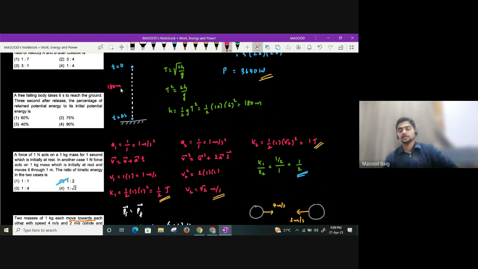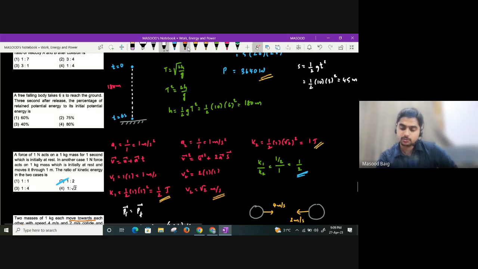3 seconds after its release, and I've also told you the distance traveled in free fall in t seconds is half g t square, guys. So it will be half into 10 into 3 square. 90 by 2, you will get it as 45 meters, guys. So initially it is at how much distance? 180 meters above the ground. Now, after 3 seconds, it has covered how much distance, beta? It has covered 45 meters in the downward direction. So automatically, at what height is it going to be? It will be at a height of 135 meters.